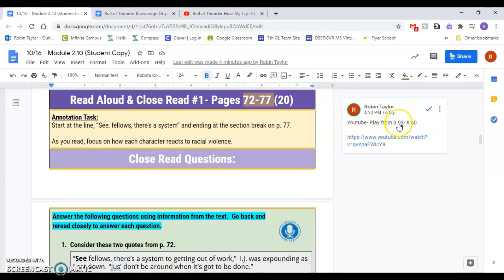You'll also see it plays from 3:03 to 8 minutes and 40 seconds. It starts at the line on page 72, "See, fellows, there's a system." And it ends at the section break on page 77. So a section break is where there is a pretty significant chunk between paragraphs. You'll notice it is at the top of page 77. And as you're reading these pages, you're going to focus on how each character reacts to the racial violence they're discussing. Pause the video as you take maybe about 10 minutes to read these 5 pages.